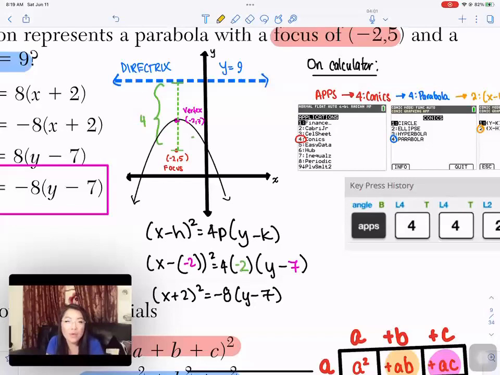Now, how do you know that p is negative? If it's down, it's negative. If it's left, it's negative as well. Okay, and then that simplifies to (x plus 2) all squared equals -8(y minus 7).